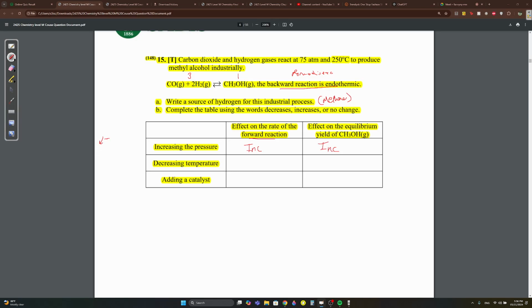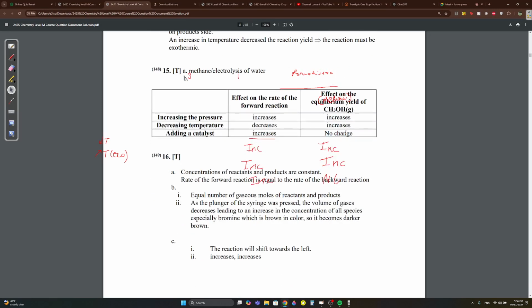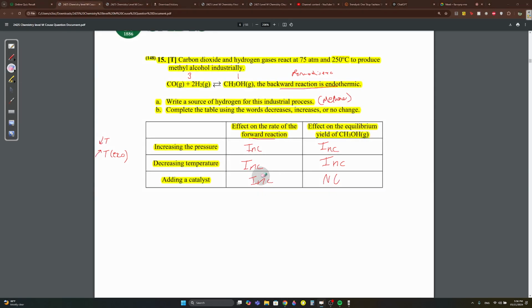Decreasing temperature. If you decrease temperature, it's going to want to increase temperature, so it's going to move towards the exo side. We said that the forward is exo because the backward is endo. So it's going to move towards the forward, which would therefore increase the yield, right? Adding a catalyst: effect on the rate, it increases, but on the yield, no change. Decreasing temperature would decrease the rate.